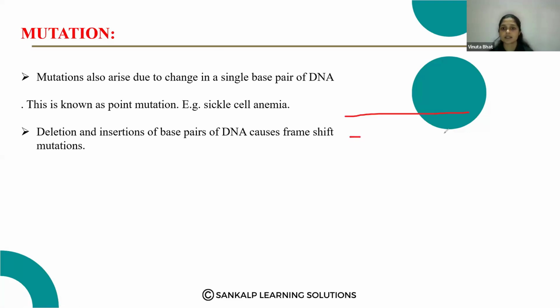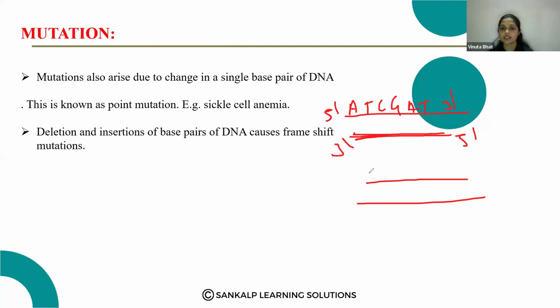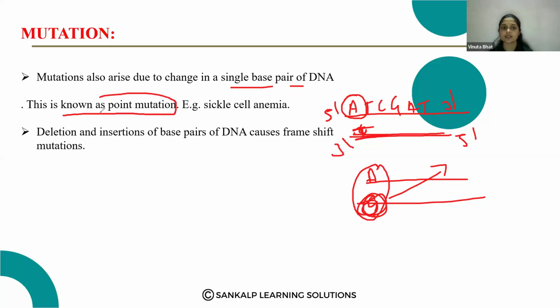So just imagine this is the DNA sequence. This is the normal A, T, C, G, A, T, and complementary sequences are present on the other strand. So this is 5 prime to 3 prime, and this is 3 prime to 5 prime. So the change in the DNA sequence: adenine, guanine, adenine, thymine should be there, but here instead some other base, guanine, is there. So a change in a single base pair of DNA also leads to the mutation. That type of mutation is called point mutation, for example sickle cell anemia.